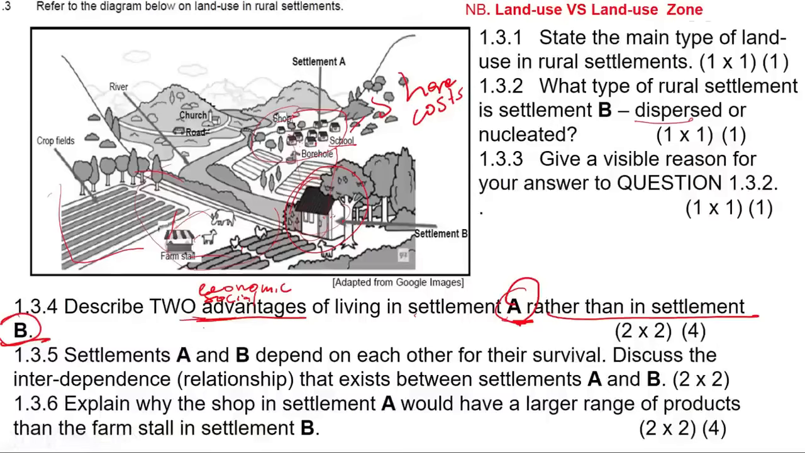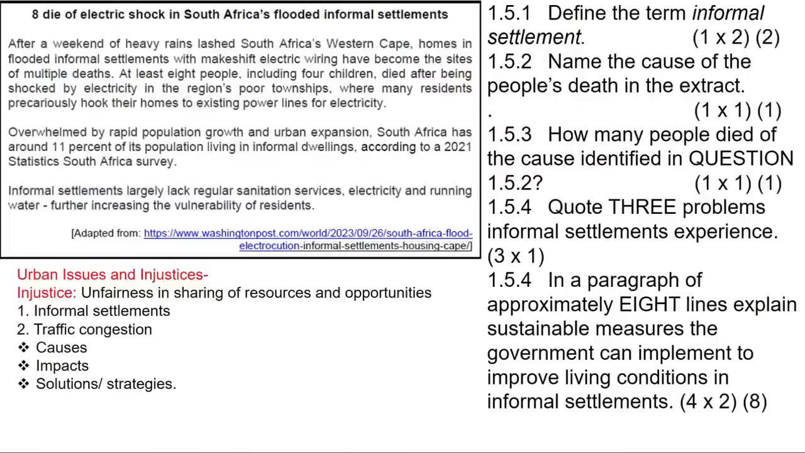And number two is because A will be higher in the hierarchy than settlement B, and this one will be a higher order centre compared to this one over here. So those will be the reasons why A will have more and B will have less.